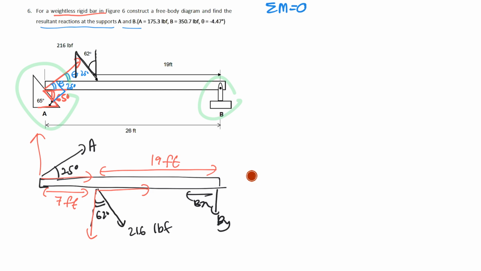Because my angle 62 degree touch Y axis, here going to be 216 cos 62 degree, and this one going to be 216 sine 62 degree. Or if you don't want to use 62 degree, you can use 28 degree. So this one going to be 216 sine 28, and this one going to be 216 cos 28. Use the angle that you can avoid careless mistake. I'm going to use 62 degree also.